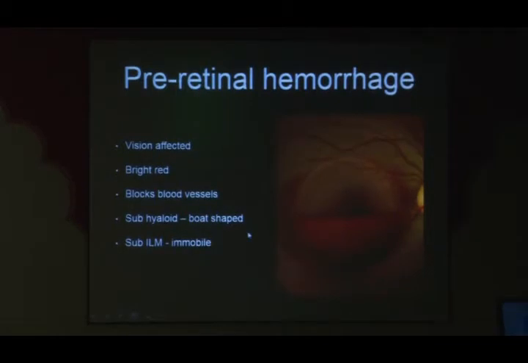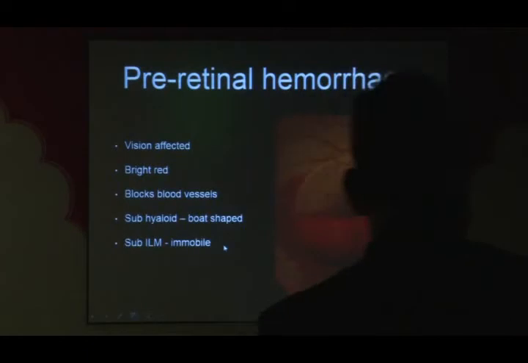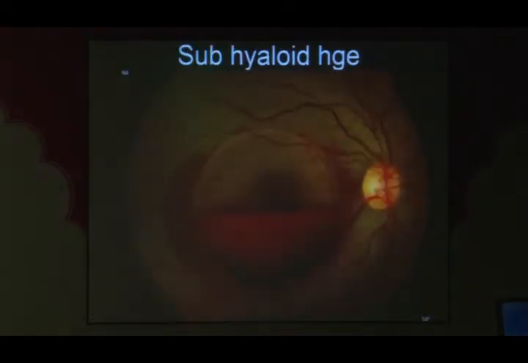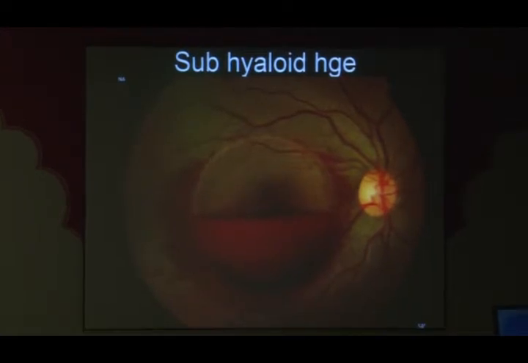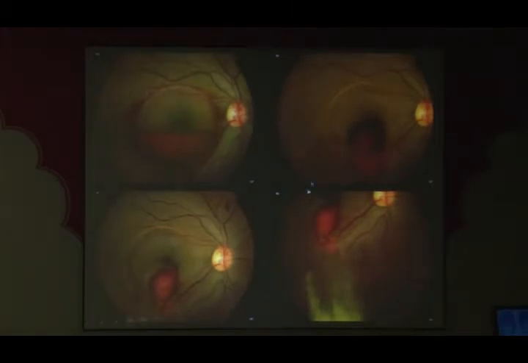A subhyaloid hemorrhage is the one which forms a fluid layer, which is boat-shaped. A sub-ILM hemorrhage is usually immobile. So this is a subhyaloid hemorrhage. The causes could vary from a simple Valsalva retinopathy to more serious causes like diabetic retinopathy, in which case they can have a bleed as well. In a simple cause such as Valsalva retinopathy, you can drain it by using a YAG hyaloidotomy. So putting a hole in the posterior hyaloid will make this hemorrhage drain down.